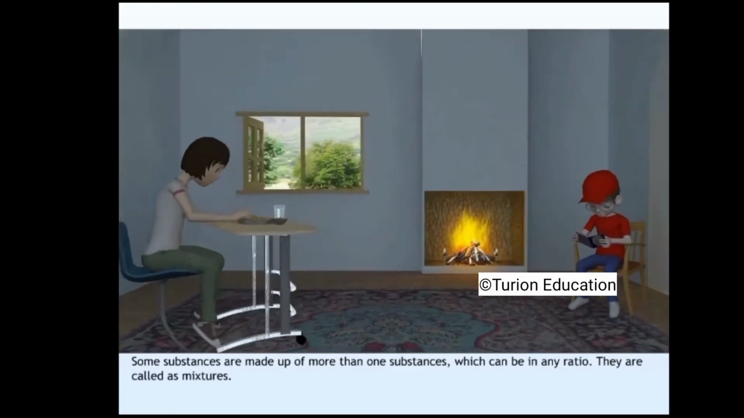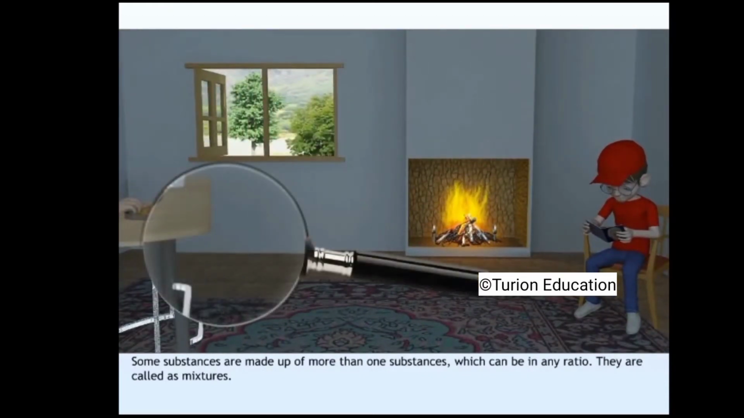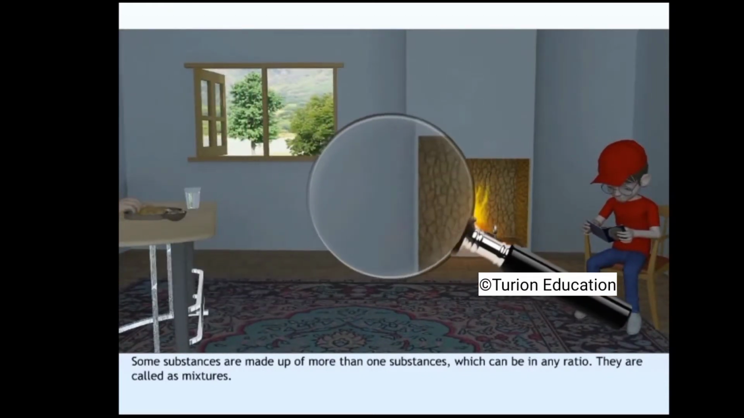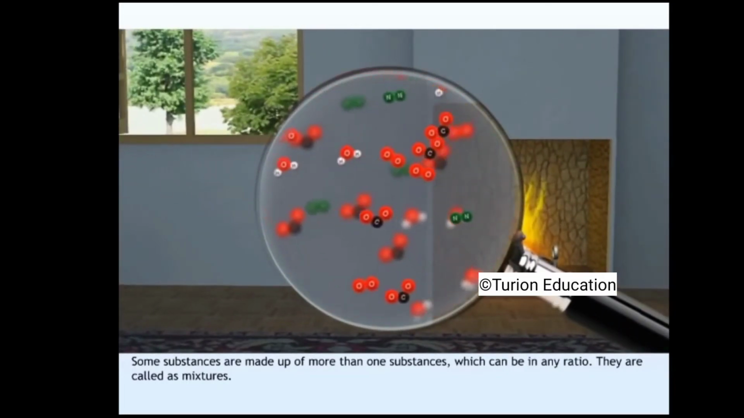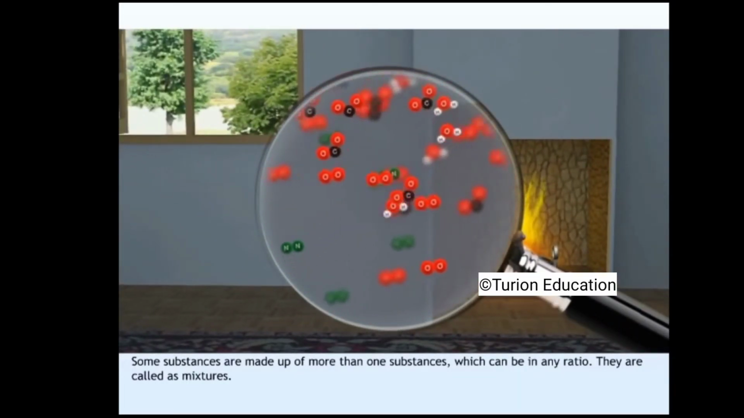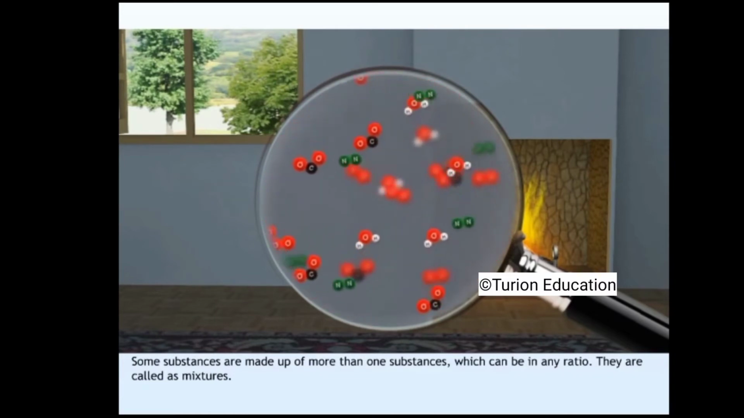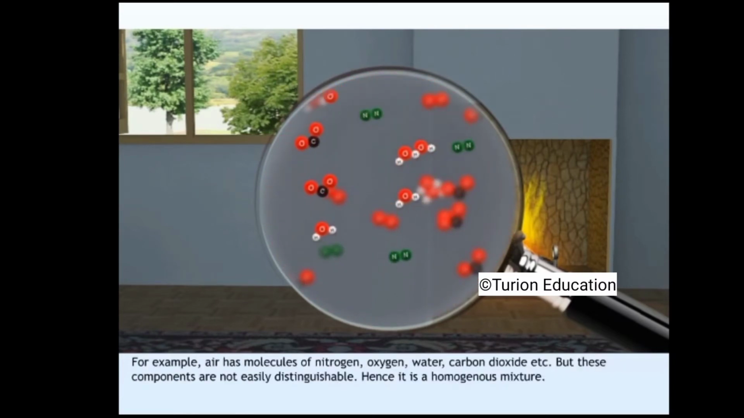Some substances are made up of more than one substance, which can be in any ratio. They are called mixtures. For example, air has molecules of nitrogen, oxygen, water, carbon dioxide, etc. But these components are not easily distinguishable. Hence, it is a homogeneous mixture.